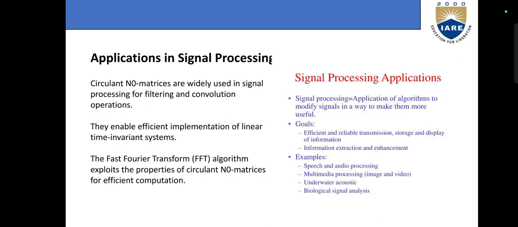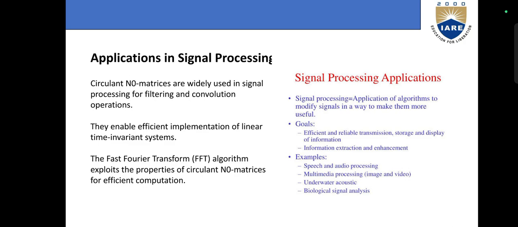Applications in signal processing. Circulant matrices are widely used in signal processing for filtering and convolution operations. They enable efficient implementation of linear time invariant systems. The fast Fourier transform, or FFT, algorithm exploits the properties of circulant matrices for efficient computation.